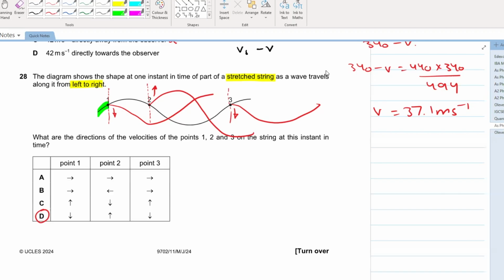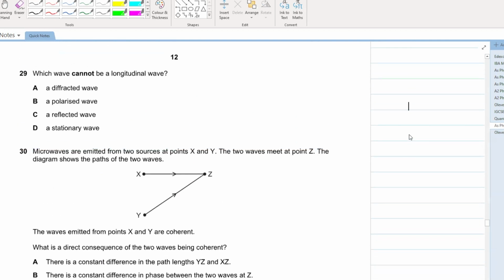Let's see this. Which wave cannot be a longitudinal wave? A diffracted wave can be. A polarized wave cannot be a longitudinal wave. Why? Because polarization cannot happen in longitudinal waves.